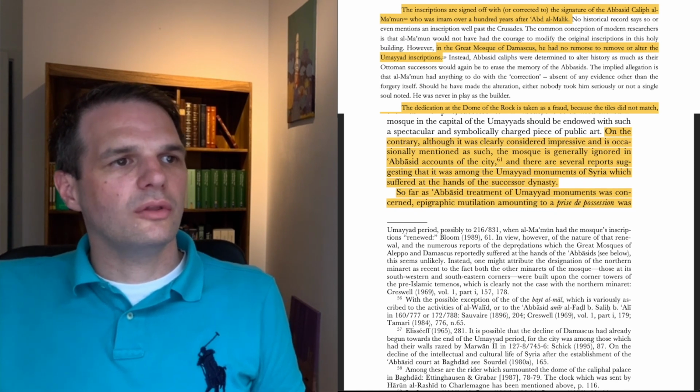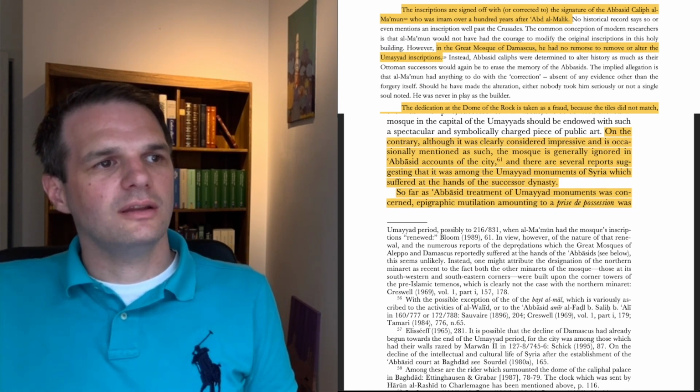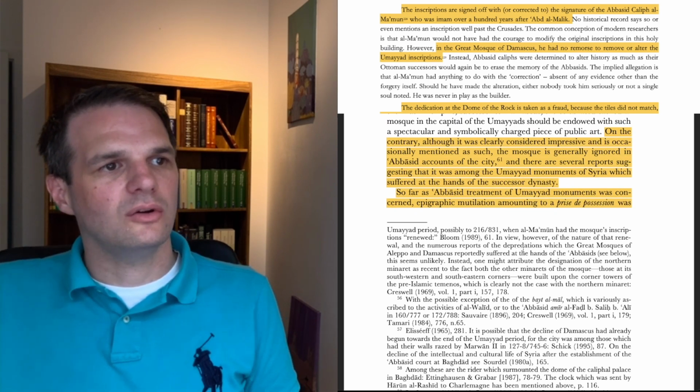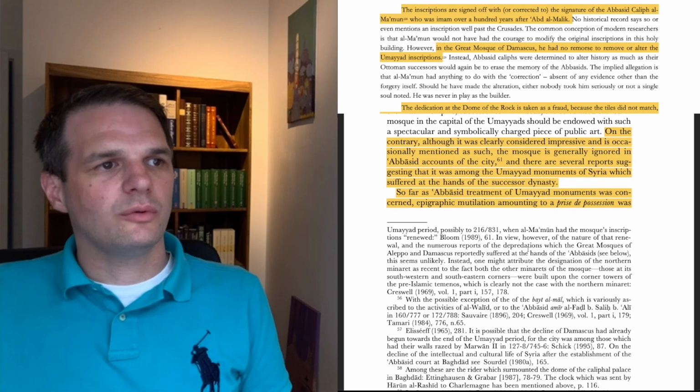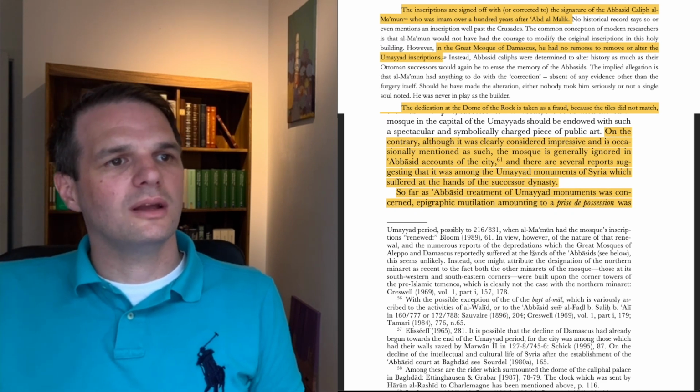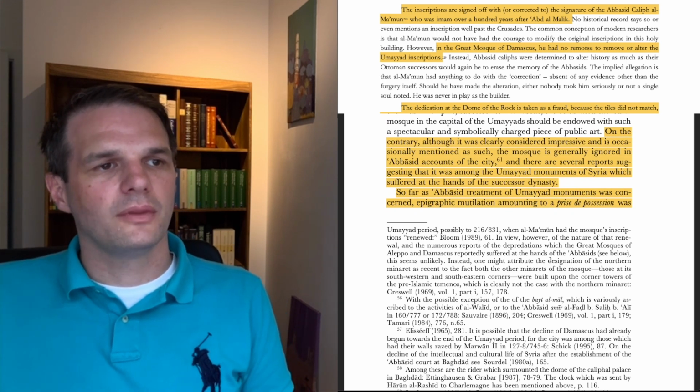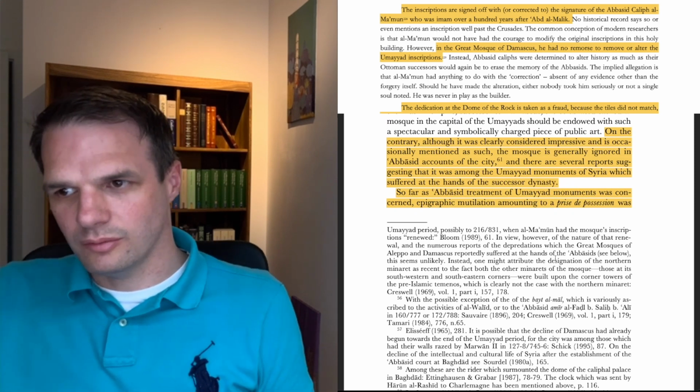"On the contrary, although it was clearly considered impressive and is occasionally mentioned as such, the mosque is generally ignored in Abbasid accounts of the city, and there are several reports suggesting that it was among the Umayyad monuments of Syria which suffered at the hands of the successor dynasty." So this is actually an important bit as well.